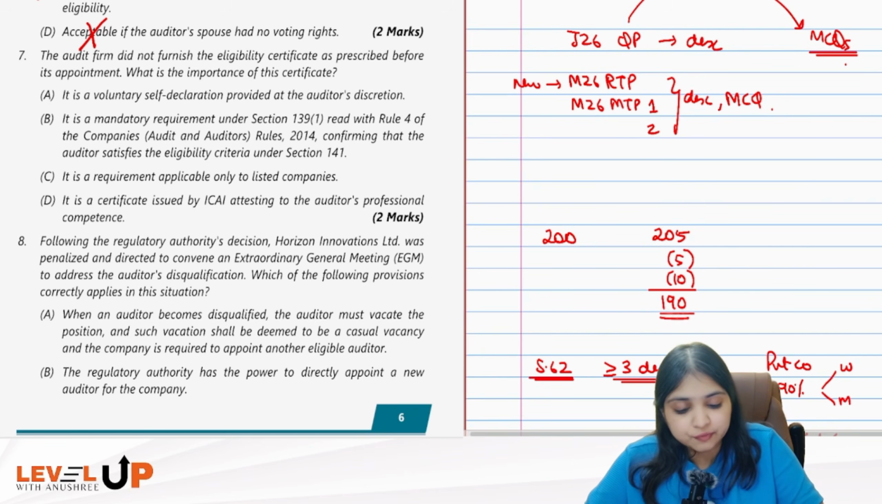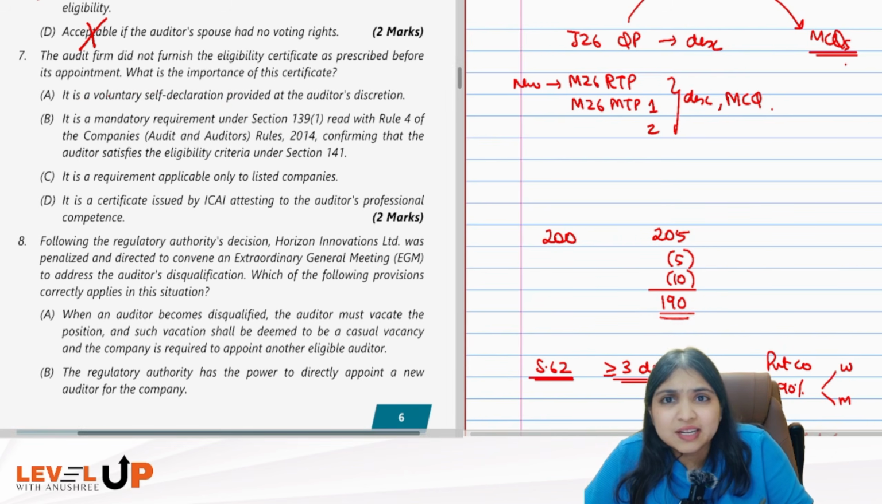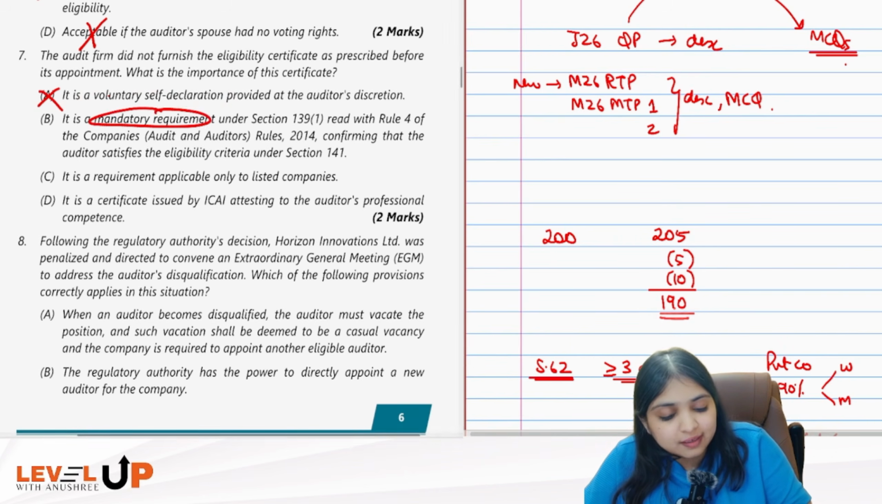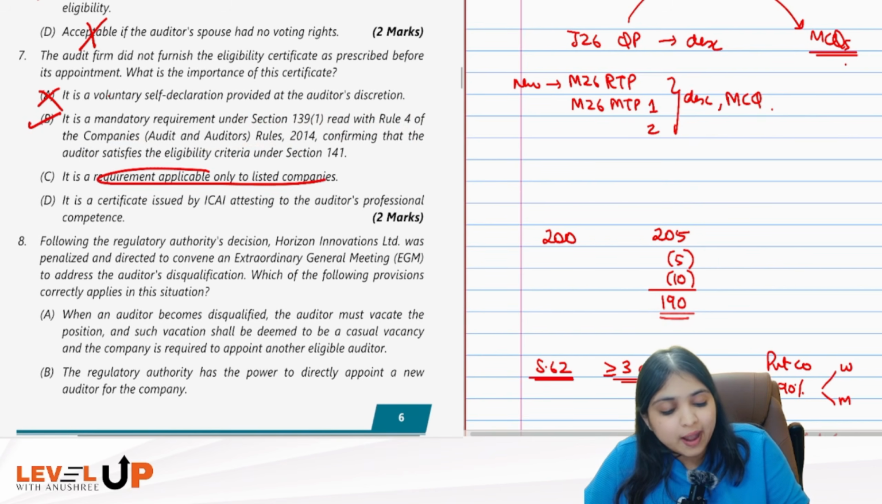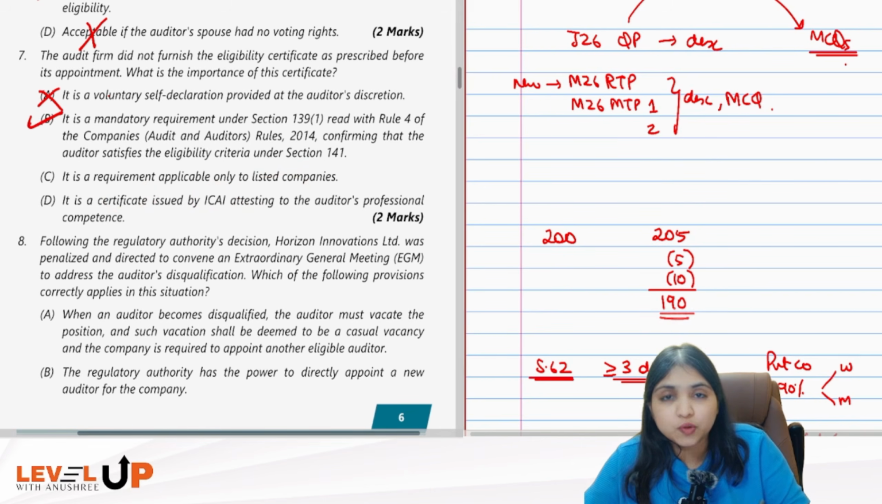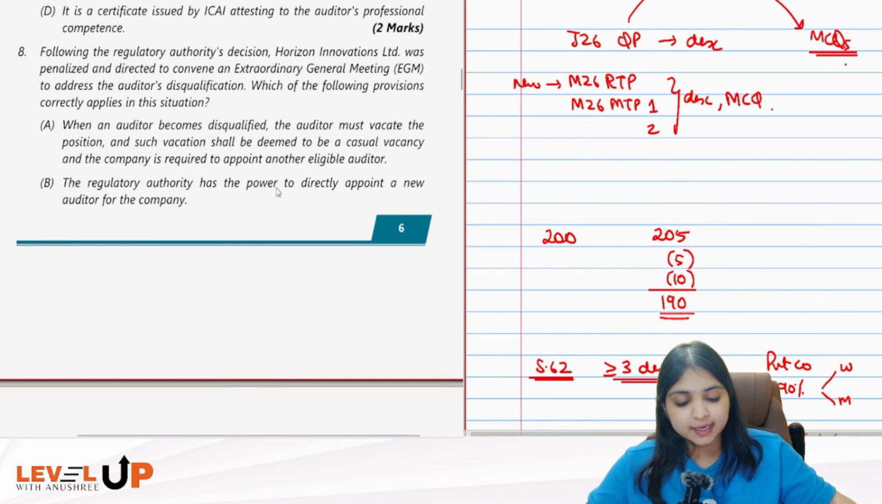It's a mandatory certificate. So, is it a voluntary self-declaration? No. It is a mandatory requirement under section 139 subsection 1 read with rule 4, confirming that the auditor satisfies eligibility criteria. Is it a requirement only in listed companies? No. Is it a certificate issued by ICAI attesting the auditor's professional competence? No. Option B. Then comes the 8th question.